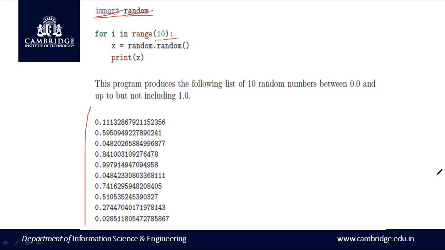So this is the example for random. By using the random function, we are going to generate the random numbers. This particular program produces random numbers between 0.0 and 1.0, but not 1.0. Here you can see the random numbers being generated.